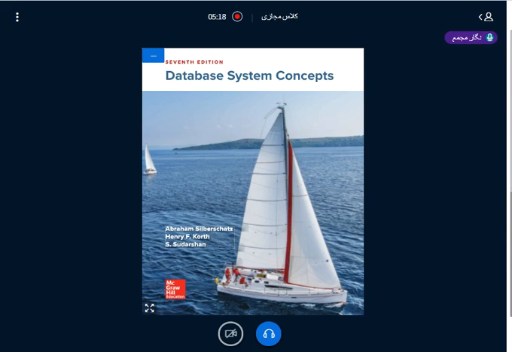Okay, as you can see here, this course is Database System Concepts, advanced database systems, and this is our reference book, Database System Concepts, the 7th edition. This book is written by Silberschatz.